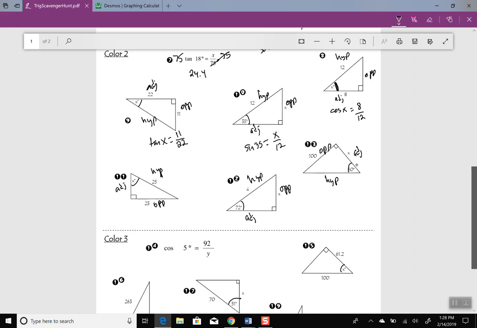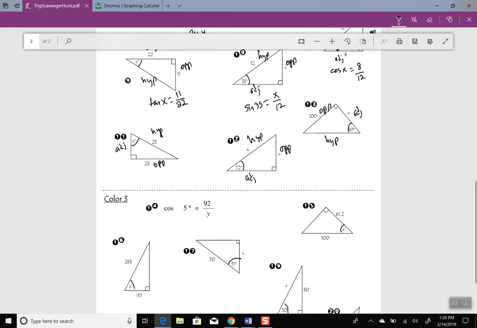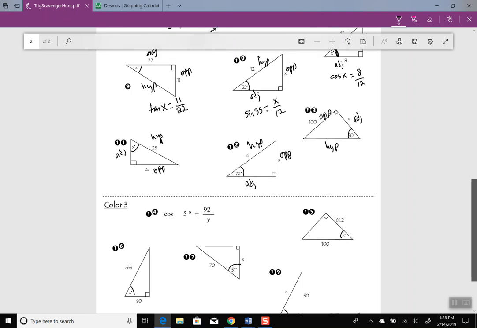Number 13, adjacent and opposite. That's going to be another tangent, so the TOA. So tangent of 60 equals opposite 100 over adjacent. Care about the opposite and hypotenuse, so that's going to be sine. Sine of 72 equals opposite over hypotenuse. And then you care about the hypotenuse and the opposite, so that's again going to be sine. So SOH, sine of x equals opposite 23 over 25.